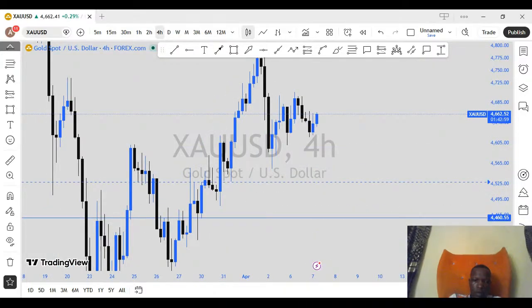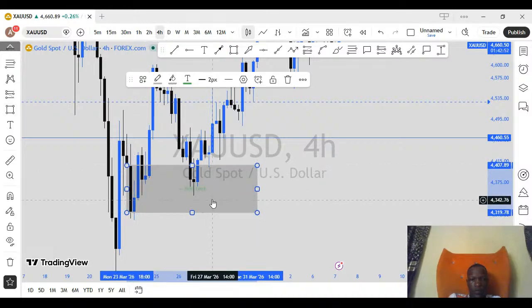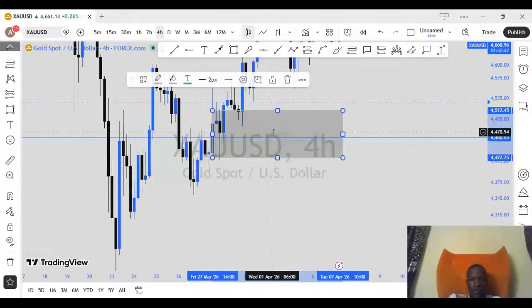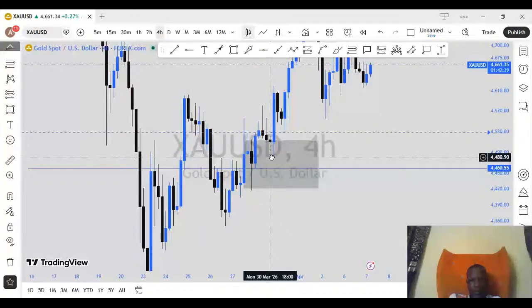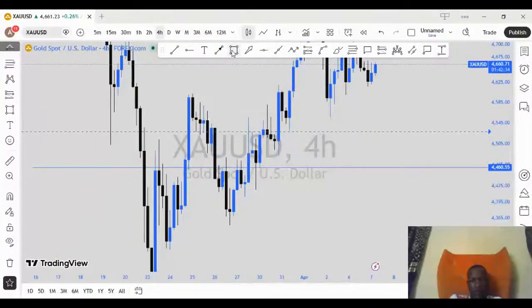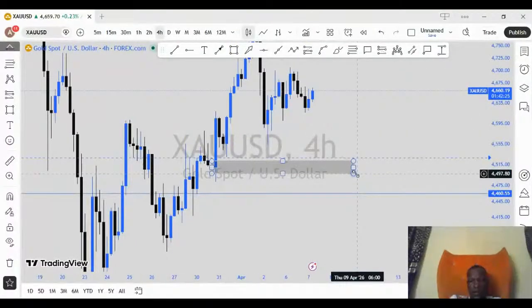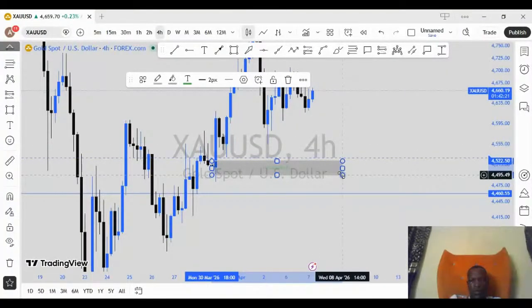Now on these 4 hours, let's read together. The market reacted off this demand zone. From there, the market reacted off this demand zone, from there this demand zone also. So from there, we have the last demand zone here, which the market has not reacted to. That's why I put my alerts here. This demand zone here, which the market has not reacted off.